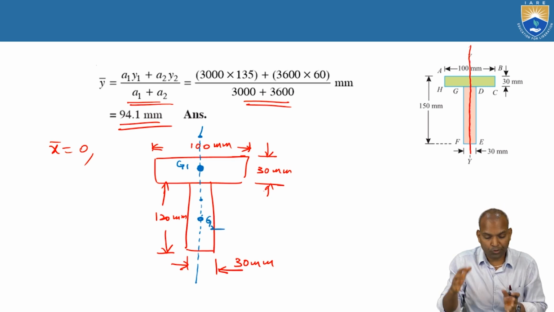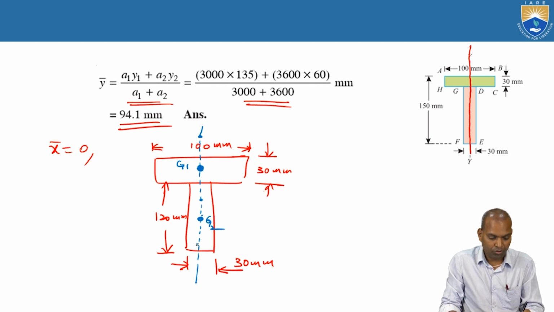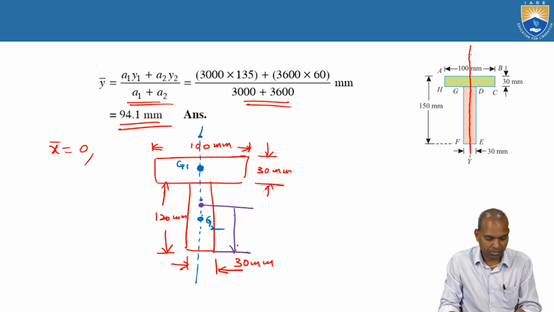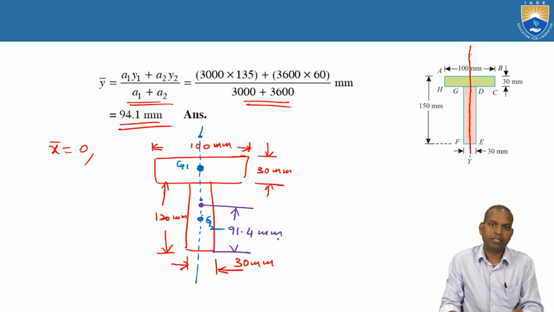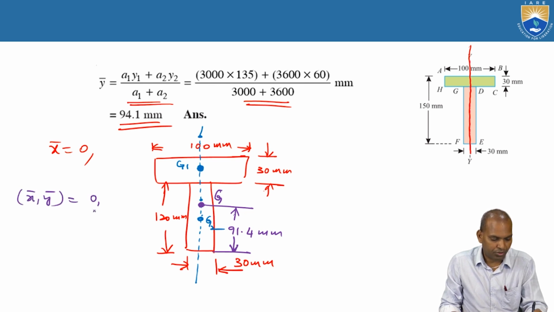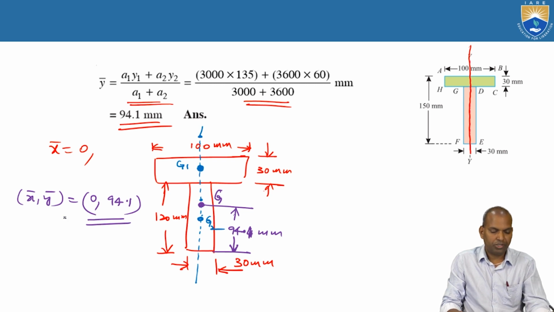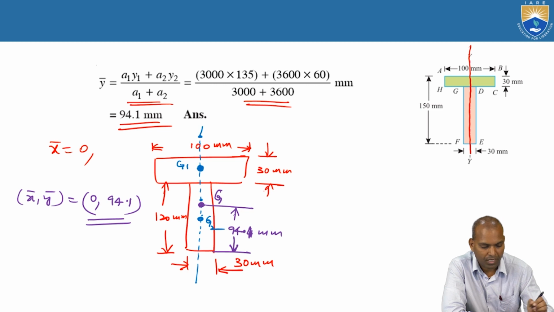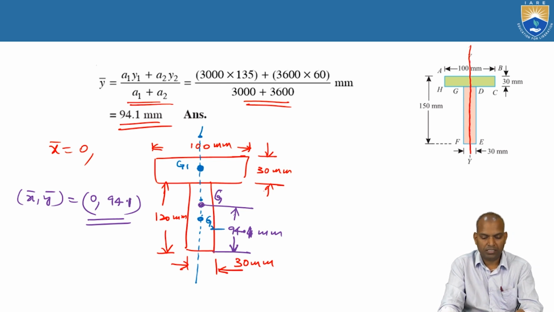Now what about the composite combination of these two sections? Where is the location? It is about 94.1 millimeters distance. This is the centroid of the T section. What are bar X and bar Y? This is the coordinate of the centroid location. Bar X comma bar Y equals 0, 94.1 millimeters. If you substitute here, this is the centroid.